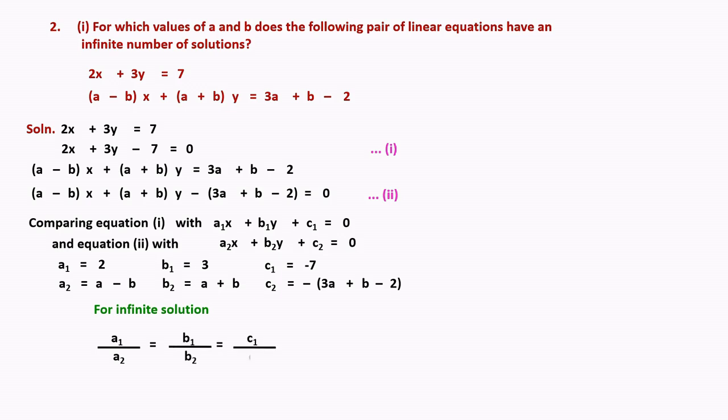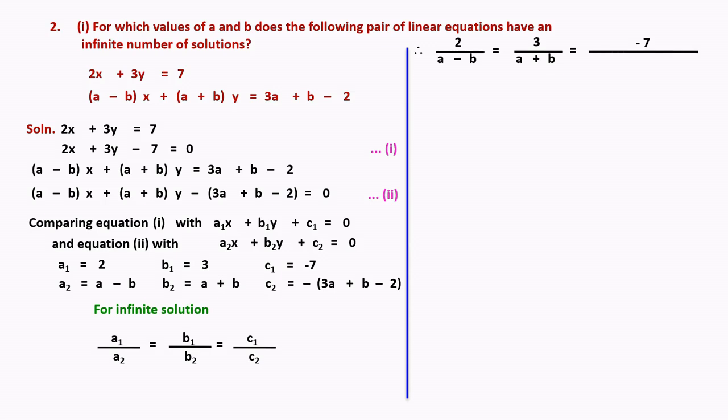For infinite number of solutions, we use the condition a1 by a2 equals b1 by b2 equals c1 by c2. So we write 2 by (a minus b) equals 3 by (a plus b) equals minus 7 by minus (3a plus b minus 2).